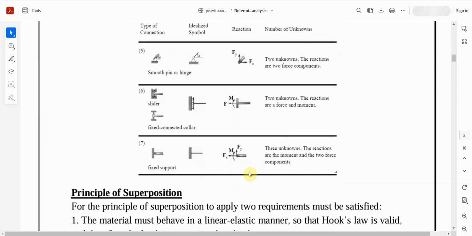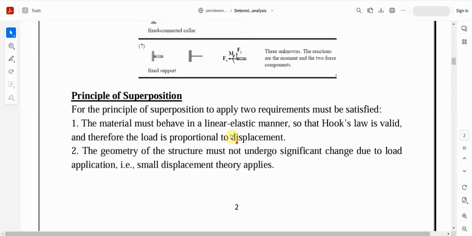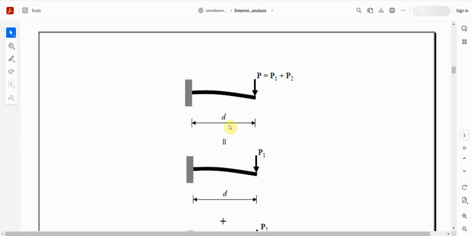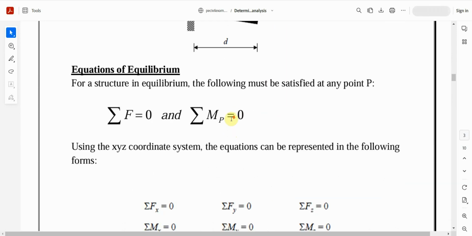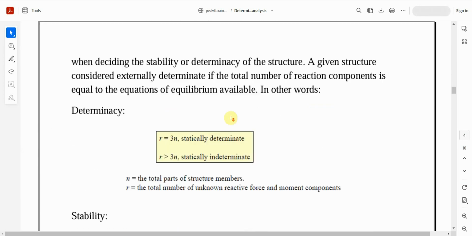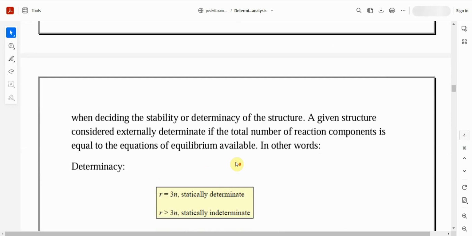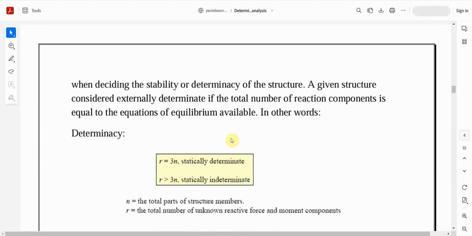And when we have a fixed support, we have three unknowns, that is the force along the x-axis, the force along the y-axis, and the moment about the support. Now, let us look at a simple equation that will help us to know whether a structure is statically determinate or not.